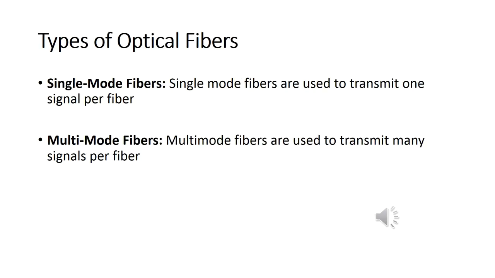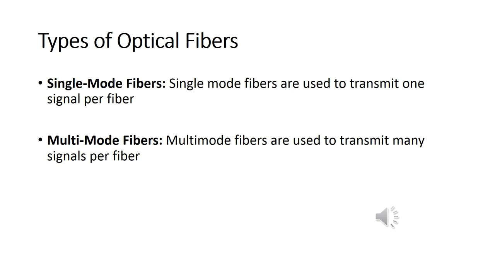Next, types of optical fibers. There are 2 types. The first one is single mode fiber and the other one is multi-mode fiber. Single mode fibers are used to transmit one signal per fiber. That is, at a time we transmit only one signal. These fibers are used in telephone and television sets. Single mode fibers have small cores.